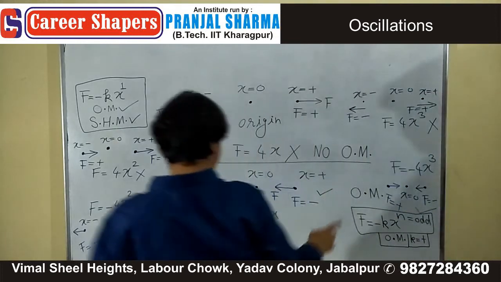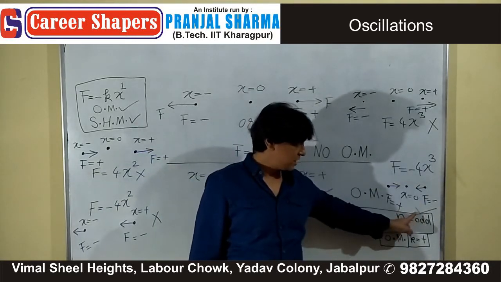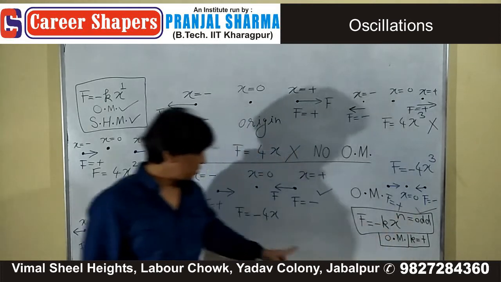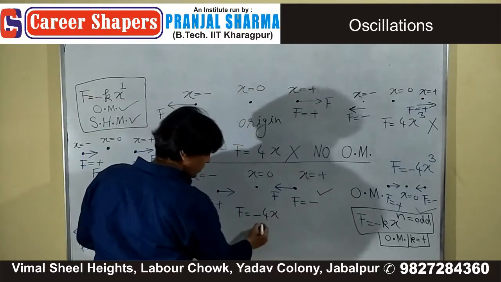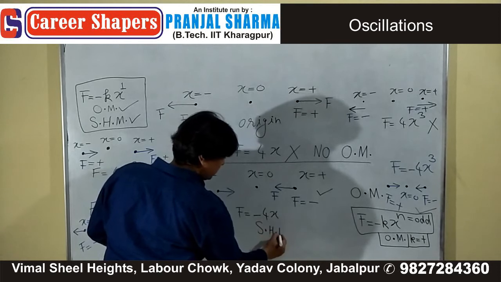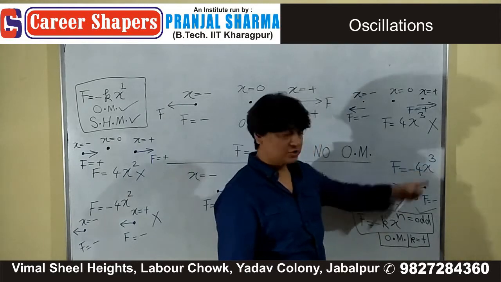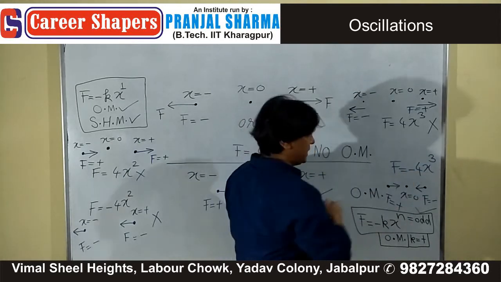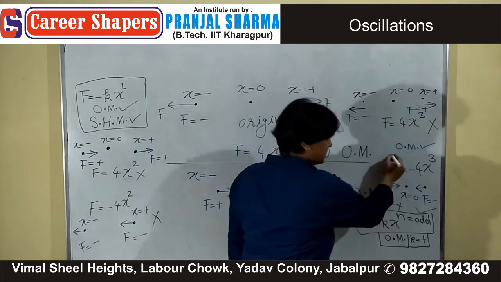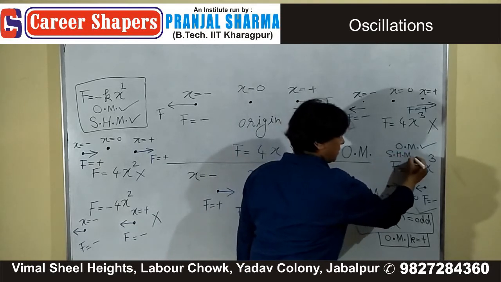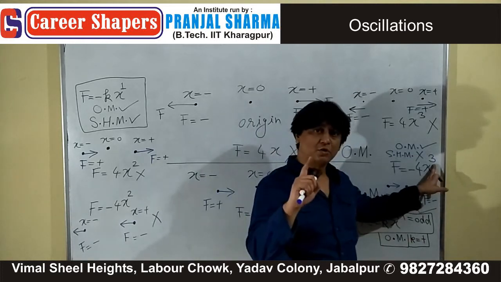So in all these things, you saw that this is what an oscillatory motion. This is also an oscillatory motion. But look at this oscillatory motion, minus of 4x. This minus of 4x will be called simple harmonic motion also. Whereas this thing, minus 4x cube, is it oscillatory motion? Answer is yes. Is it simple harmonic? Answer is no. Why? Because power of x is not 1.